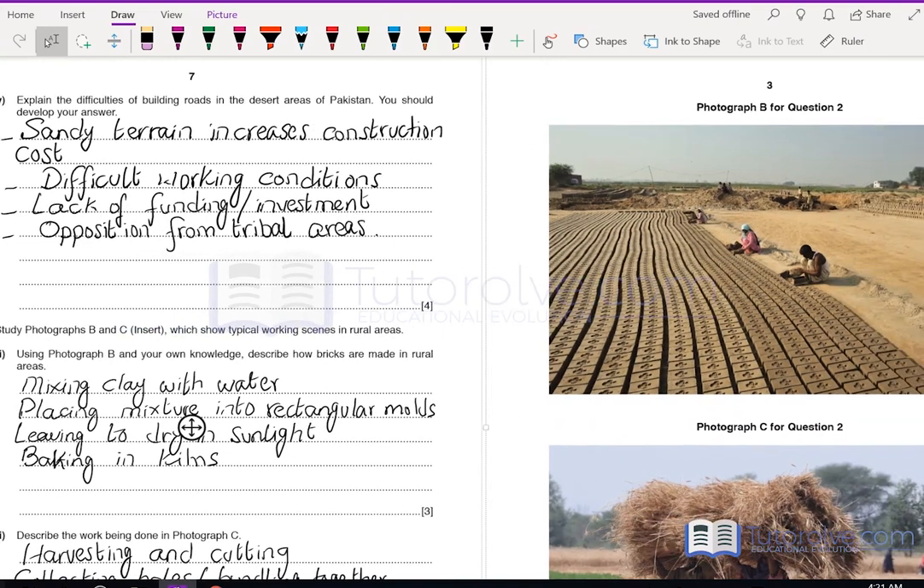Now in rural areas, bricks are usually made by mixing clay with water. Then you put them in rectangular boxes like these, the ones in the picture, and then you leave them in the sun to dry. In other instances where there are brick kilns, you basically put them in so that they can burn and bake.